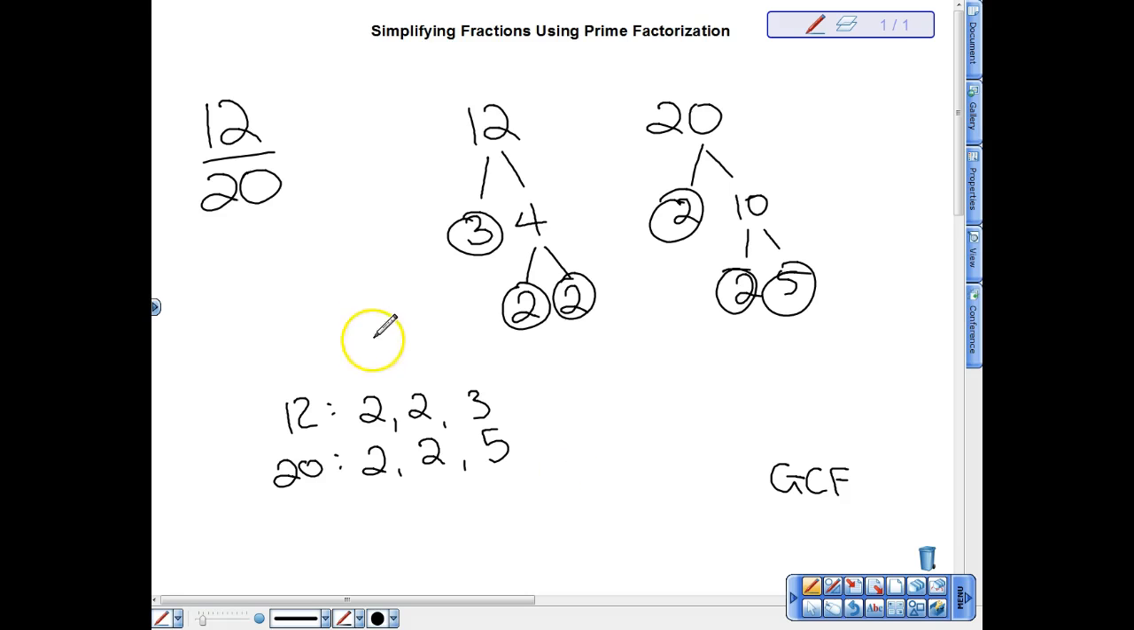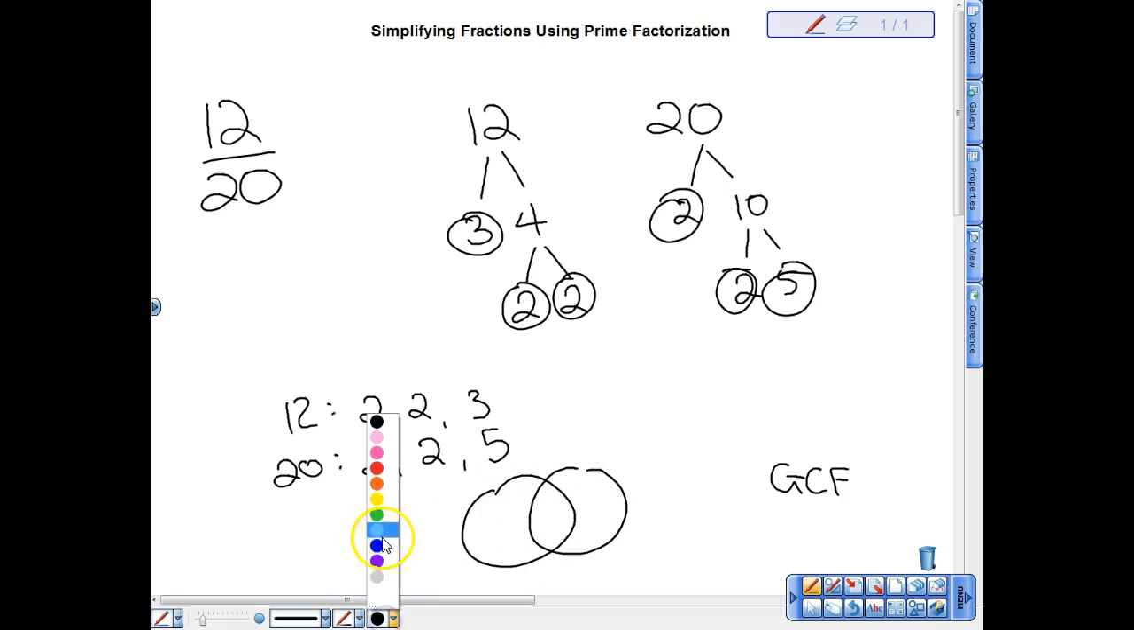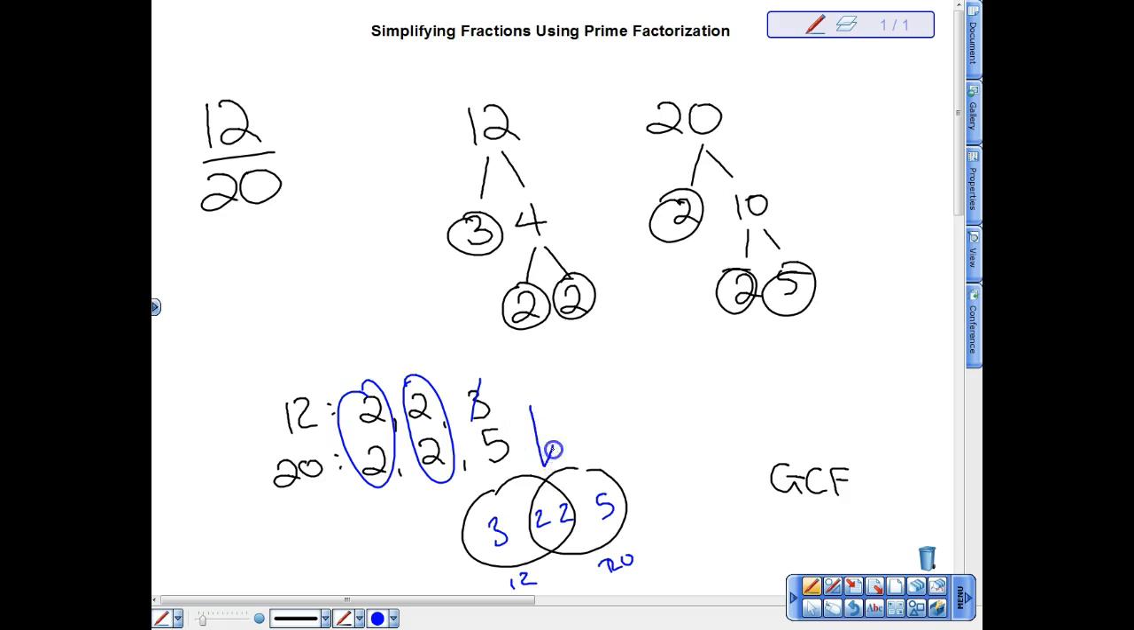Now, we learned that when we're working with greatest common factor, using a Venn diagram can help us figure out the GCF, the greatest common factor. So I'm going to take the prime factors of 12 and the prime factors of 20, and any number that they had in common I'm going to write in the middle. They had 2 in common and another 2, so I'll write two 2s. 12 had a 3 left over and 20 had a 5 left over. The greatest common factor is the product of the middle of my Venn diagram. So 2 times 2, or 4. In this example, the greatest common factor of 12 and 20 is 4.